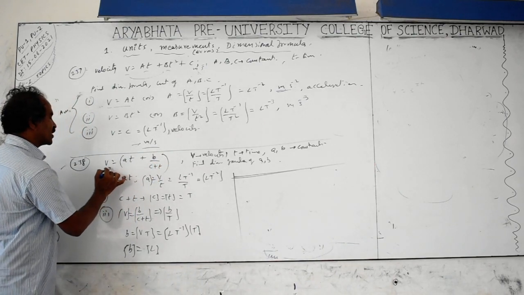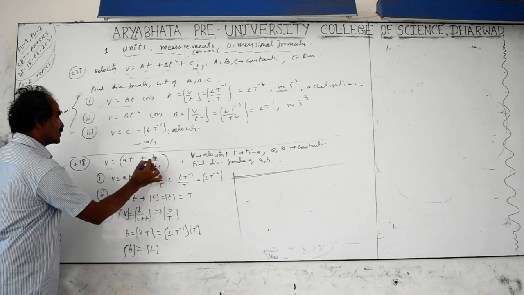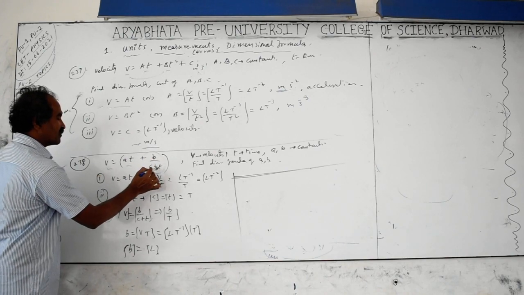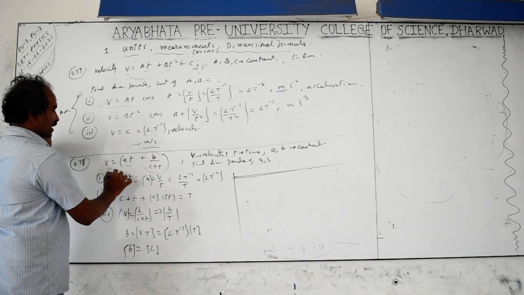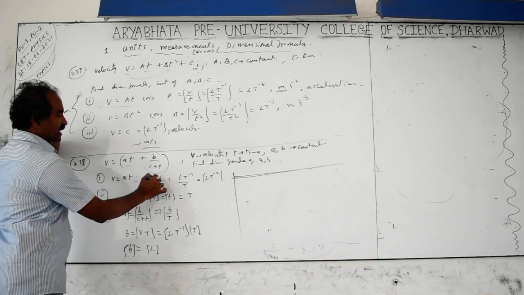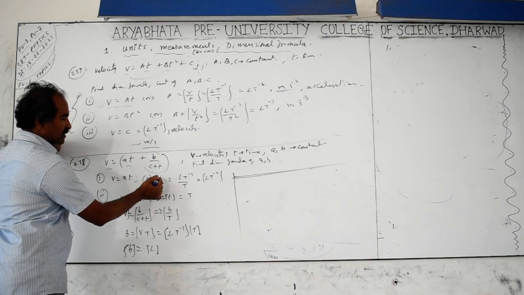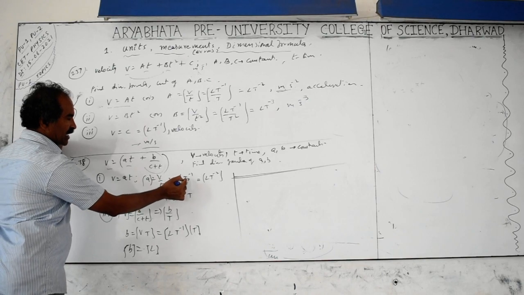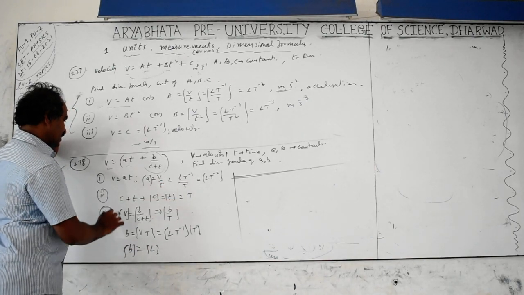V equal to b by t, and v is also supposed to be equal to at. V is also equal to this one term b by t. These two are the same only. So for the first term, v equal to at, a equals v by t. V is Lt minus 1, velocity or speed, by t. Lt minus 1 by t is Lt minus 2, which is acceleration.